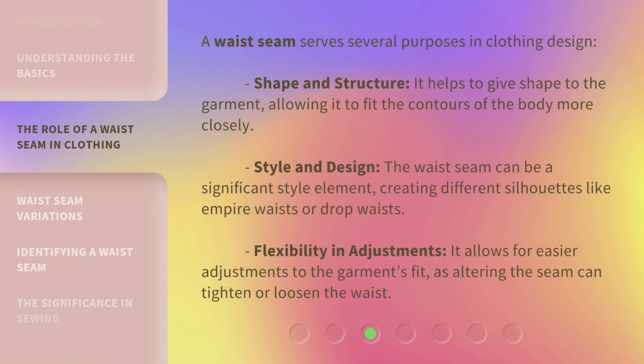A waist seam serves several purposes in clothing design. Shape and structure. It helps to give shape to the garment, allowing it to fit the contours of the body more closely. Style and design. The waist seam can be a significant style element, creating different silhouettes like empire waists or drop waists. Flexibility and adjustments. It allows for easier adjustments to the garment's fit, as altering the seam can tighten or loosen the waist.